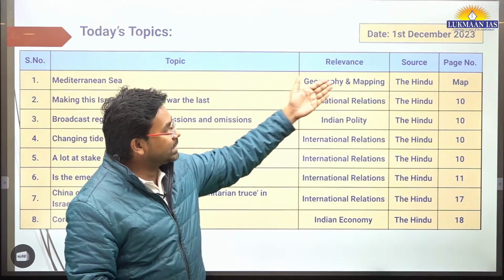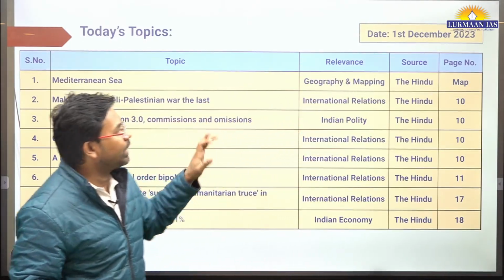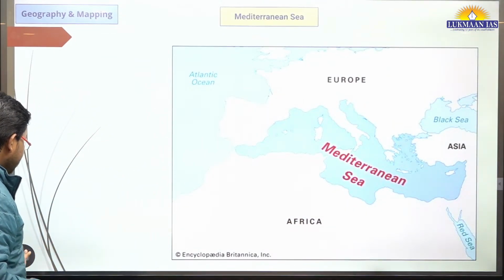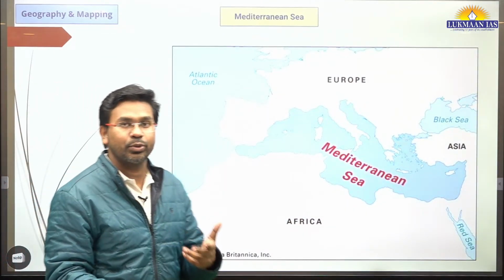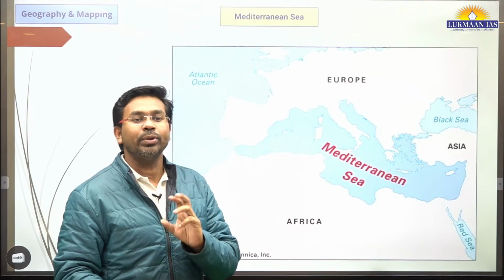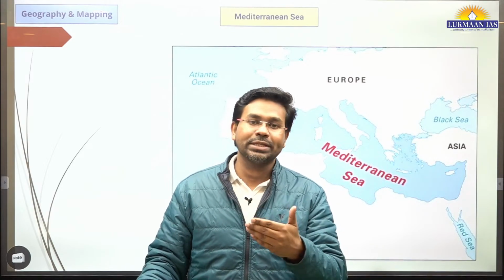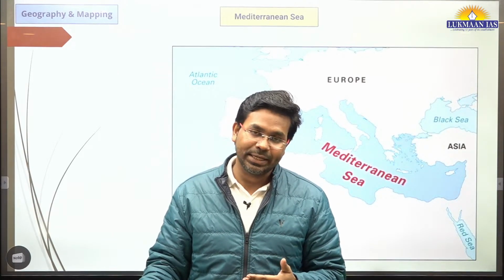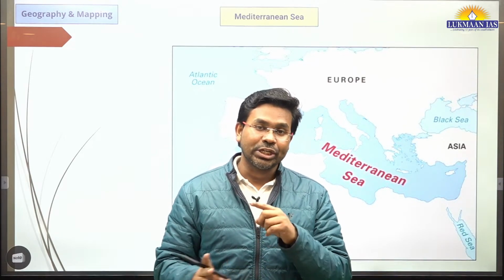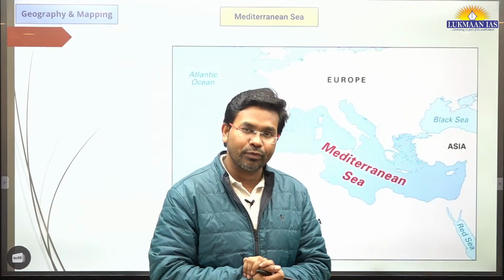We have also listed the page number from the Hindu newspaper, and also we have mentioned the relevance of these articles. So this is the first mapping topic that we are going to discuss today. Name of the topic is Mediterranean Sea. We are going to discuss in detail where Mediterranean Sea is located, what is the importance or significance of Mediterranean Sea. We are also going to discuss how many countries share a maritime border with Mediterranean Sea. Okay, we are going to discuss all of it today.